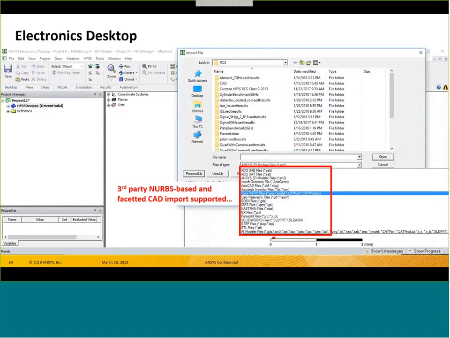Electronics Desktop also supports practically all types of CAD formats. We don't just limit you to Ansys CAD. If you want to work with CATIA models or SolidWorks models, or if you've got a neutral format from a customer, everything is supported. You're allowed to import that directly into the interface without any need for manipulation in some third-party tool or any other tools. It all works directly inside Electronics Desktop. And it doesn't matter if it's a NURBS-based geometry or if it's faceted geometry. We accept all kinds.